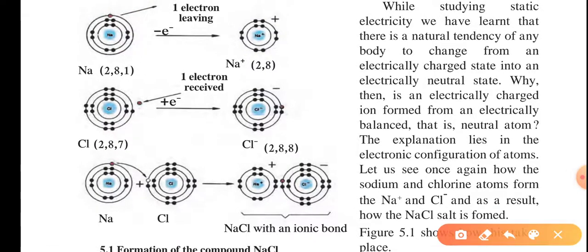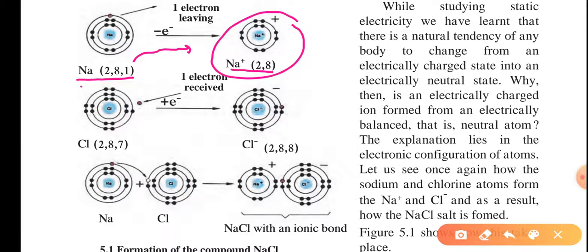In this example, you have to draw like this in your exams. See, this is Na plus. It is losing its one electron, and after losing it became Na plus, and this is a positive radical. It is also called a cation, and also called a basic radical.